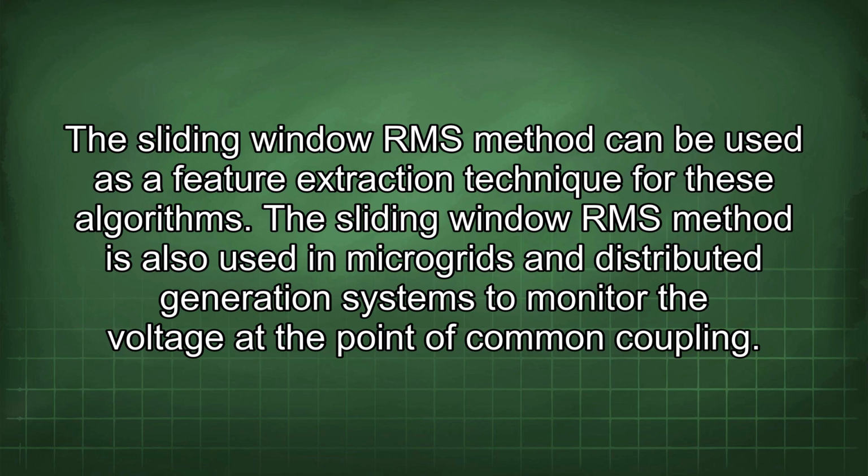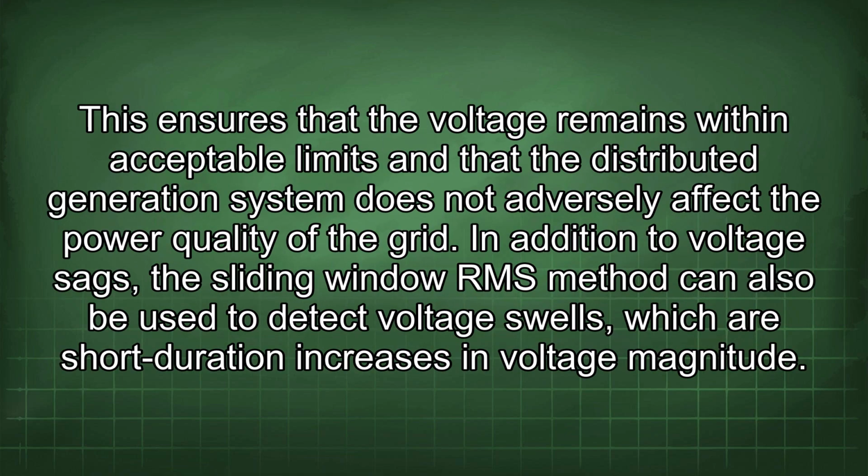The sliding window RMS method is also used in microgrids and distributed generation systems to monitor the voltage at the point of common coupling. This ensures that the voltage remains within acceptable limits and that the distributed generation system does not adversely affect the power quality of the grid.